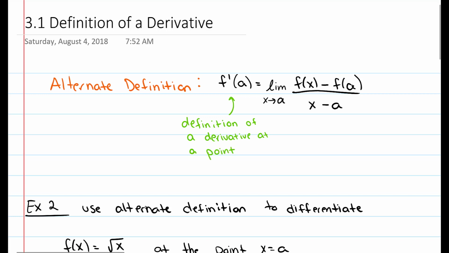So this is used if you want to find the derivative at a point right away, rather than finding the function for the derivative and then plugging in that x value. Either definition can be used to determine a derivative. However, for some more complicated functions, sometimes it's easier to plug in the value right away instead of having to work with different values of x.